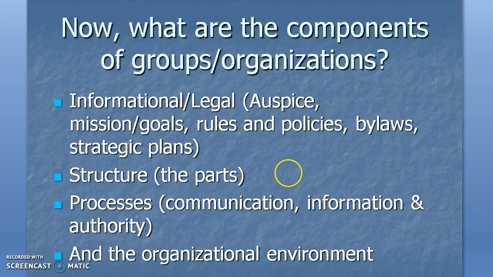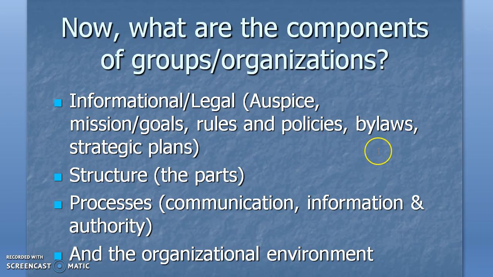So now we're going to talk about the components of groups and organizations. And really there are these four elements in front of you that are critical in understanding any organization. There's what we call the organization or legal component, which speaks to a variety of aspects such as auspice, mission, goals, rules and policies, bylaws, strategic plans, and we'll be talking about all those today and in the next sets of lectures.